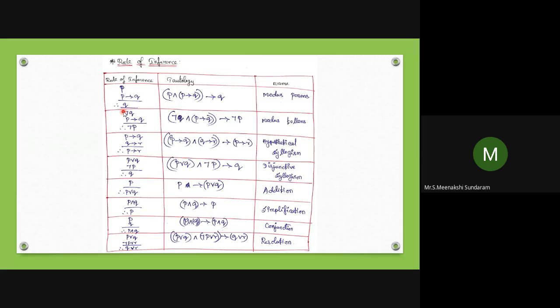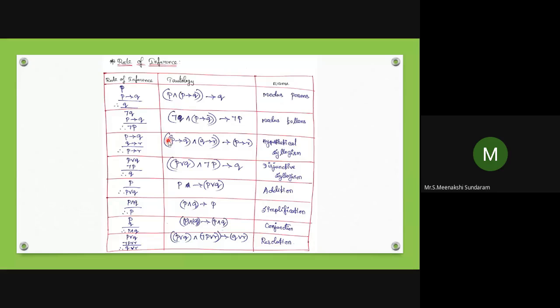That is modus ponens. And negation Q, comma P tends to Q. Here, Q and negation Q will come, so I can write negation P. So negation Q conjunction P tends to Q, I can write negation P. That is modus tollens.